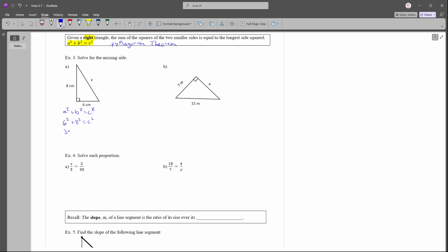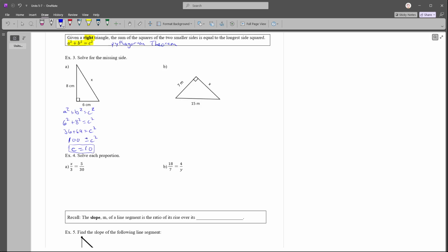So we have 36 plus 64 is equal to c squared. 100 is equal to c squared. But in order to get rid of that square, I got to take the square root of both sides. So the square root of 100 is just 10. So we just end up with c is equal to 10.